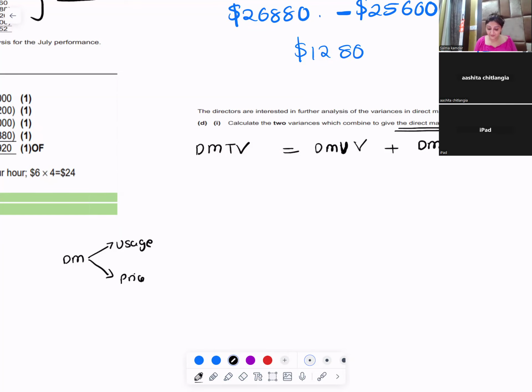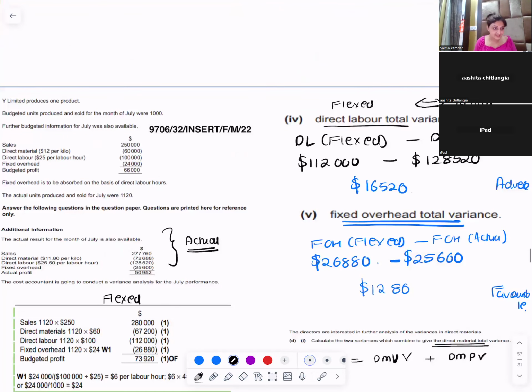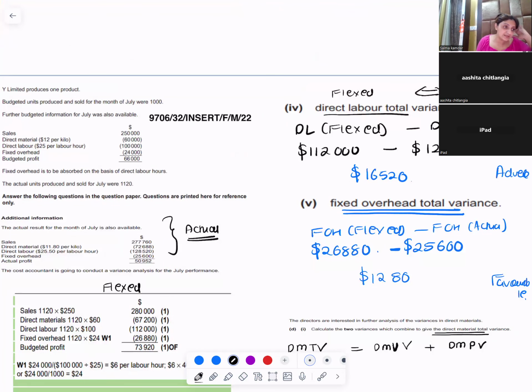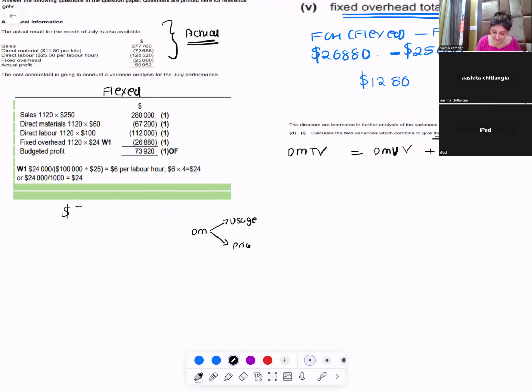That means there is a difference in your direct material variance. What was the direct material total variance? It is 5,488. So there is a direct material total variance of 5,488, and the reason for this variance is either you have used more or less, or you have paid more or less.